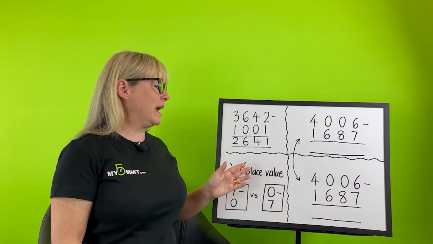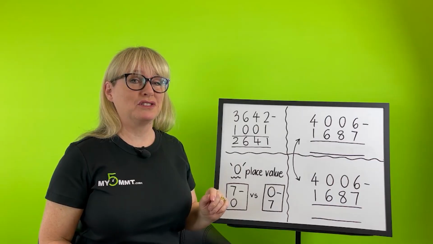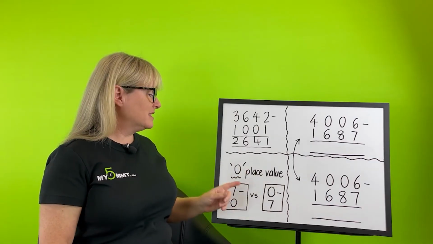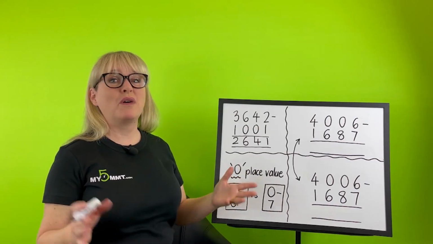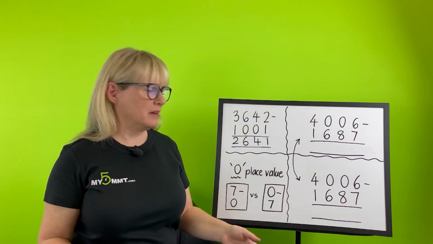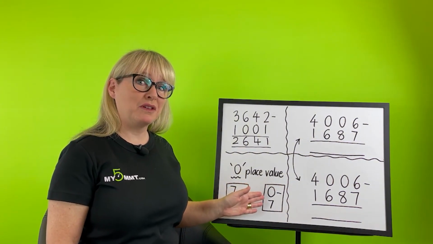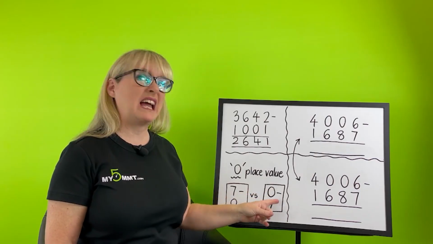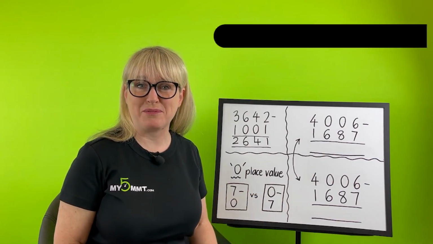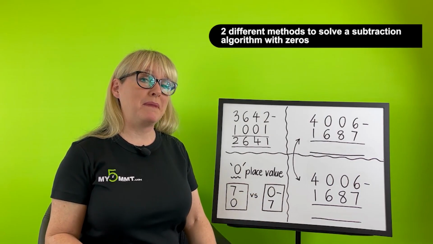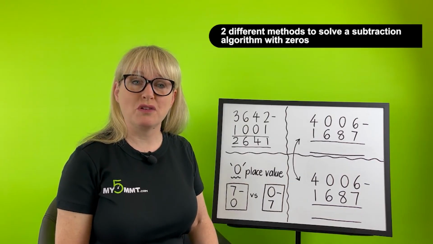But what about when my number isn't bigger on the top? It's a 0. For example, 7 take away 0, I can do. It's still 7. But what do I do in my algorithm when I come across a 0 take away 7, for example? Let's look at 2 different methods that you can use to solve this.